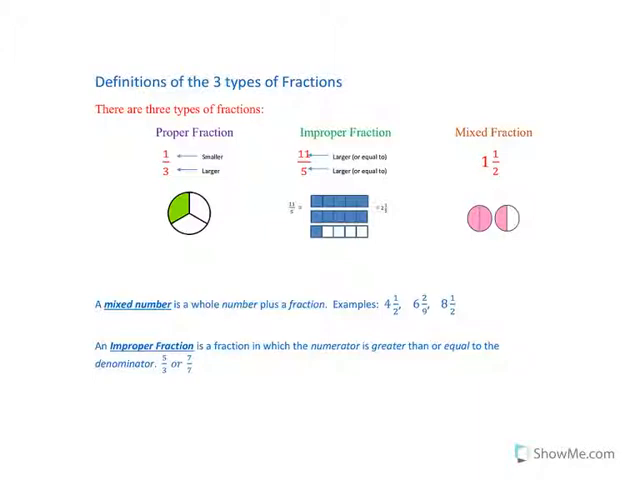The mixed fraction, or sometimes called a mixed number, you can see that you've got a whole and a half, so that's 1 1/2. If you wanted to turn that into an improper fraction, you would count the number of pink pieces that you have. You have 3 pink semicircles, so 3 halves, because they're each a half. A mixed number is a whole number plus a fraction, so 4 1/2, 6 2/9, 8 1/2. An improper fraction is a fraction in which the numerator is greater than or equal to the denominator. 5 is greater than 3, and 7 is equal to 3.